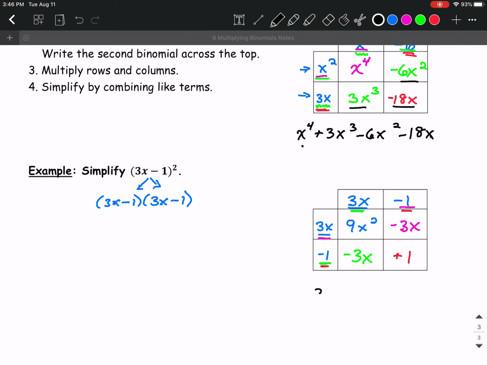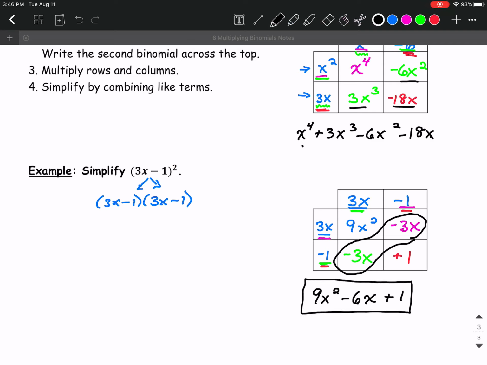Now, we combine like terms. We have 9x squareds. It's the only x squareds I have, but I have negative 3x's and another negative 3x's, so that's negative 6x, and then I have a constant of 1. So our final answer would be 9x squared minus 6x plus 1.